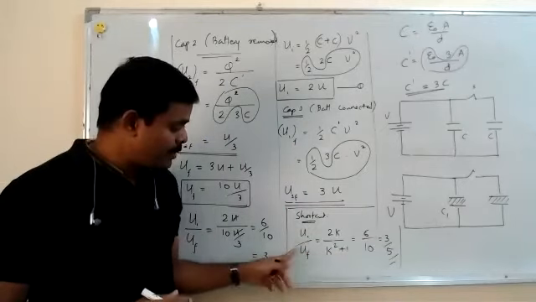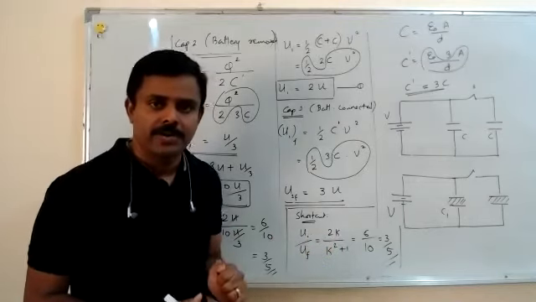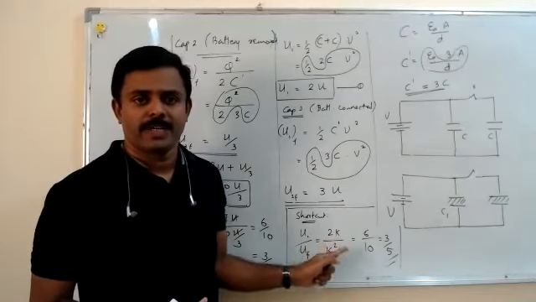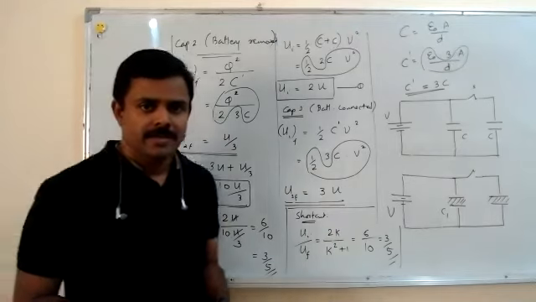All right. So U initial by U final should be what? 2K by K square plus 1. K value is 3, no? So 2 into 3 is 6. 3 square is 9, 9 plus 1 is 10. So 6 by 10 or 3 by 5. Did you understand? Say yes or no, please.